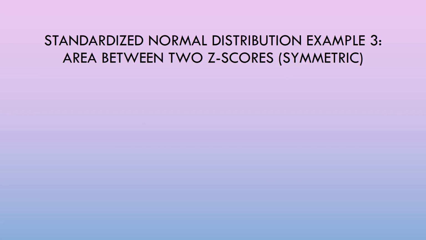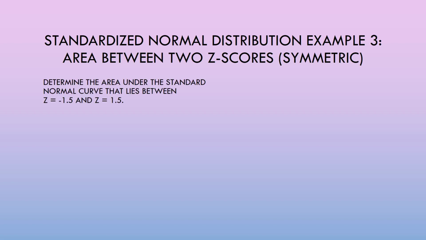Standardized normal distribution example 3, area between two z-scores, symmetric. Determine the area under the standard normal curve that lies between z equals negative 1.5 and z equals 1.5. Let's go to StatCrunch and see if we can figure out how to do this.